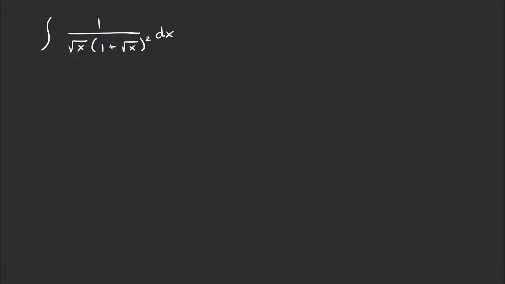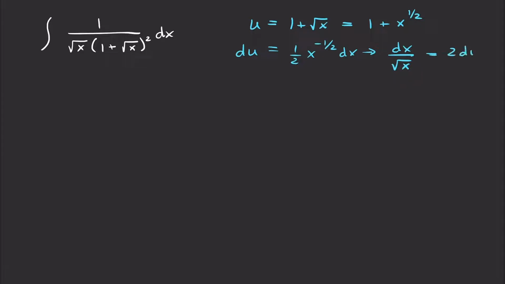Our next integral, we have 1 over the square root of x times 1 plus the square root of x squared. So we'll let our u equal 1 plus the square root of x. And so to make our derivative easier, this is just 1 plus x to the 1/2. So now our du is just the derivative of this, or 1/2 x to the minus 1/2 times dx, or our dx over square root of x is just going to equal 2 du.